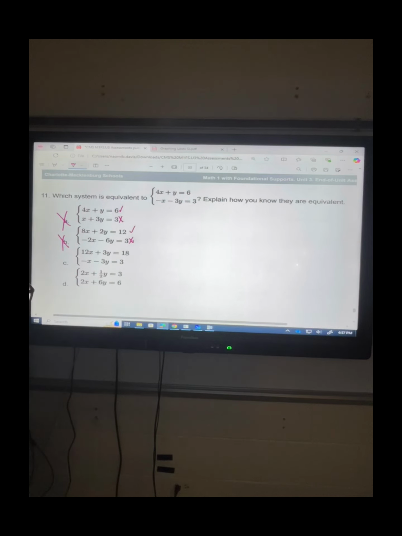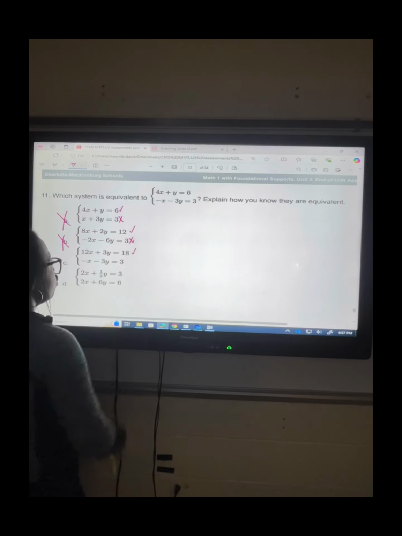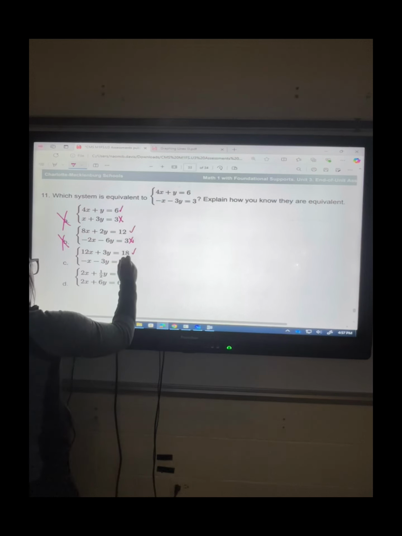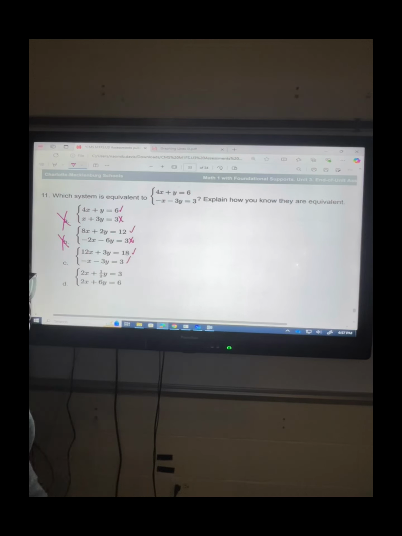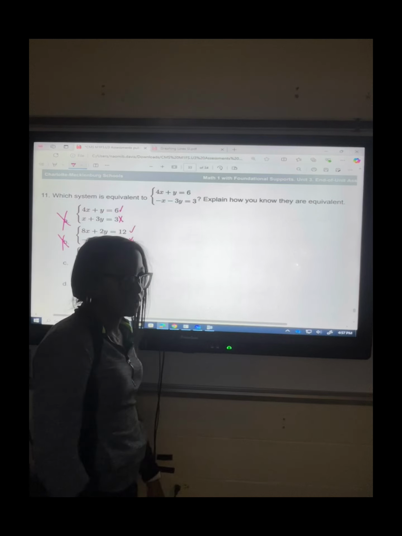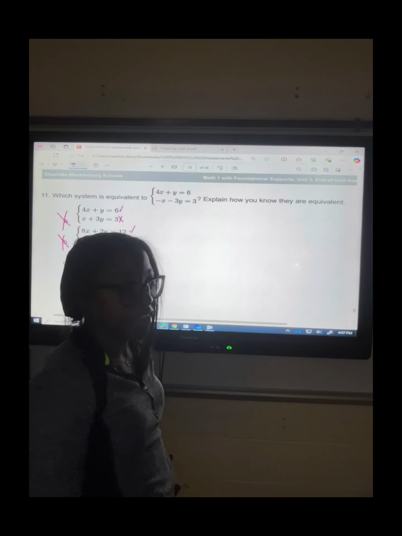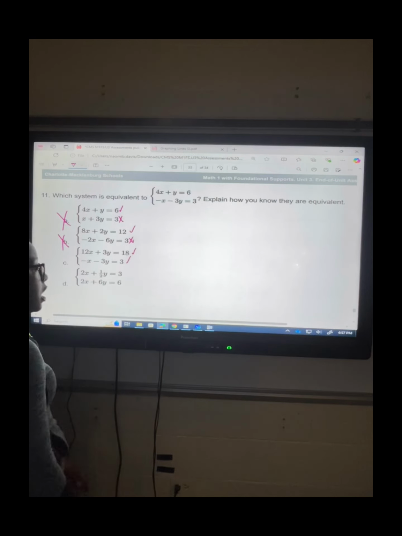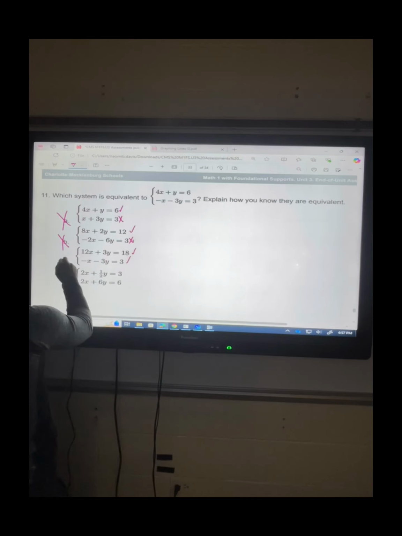Look at the third. 12x plus 3y equals 18. Okay, so I can already tell you multiply the whole thing by 3, and you multiply both sides. That's cool with me. -x minus 3y equals 3. You didn't even touch it. That's cool with me too. Baby, if you already found the answer, what you looking again for? Work smarter, not harder. We found the answer. The answer is C.